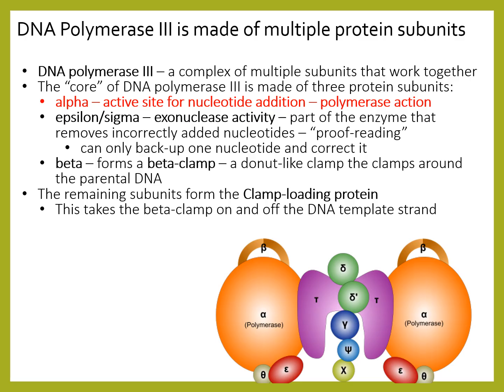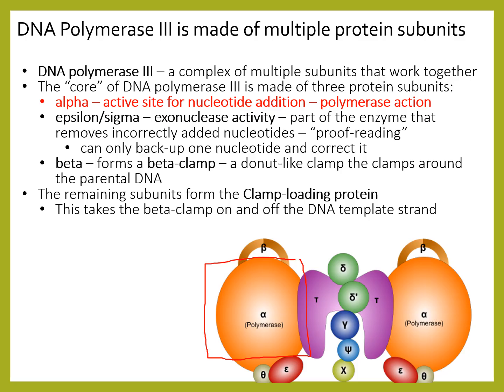DNA polymerase 3, as you can see in the picture here, is a complex of multiple protein subunits that all work together in a coordinated fashion. The core of the DNA polymerase 3 is this large orange one that I'm going to box right here in red. This is where the daughter nucleotides are strung together. So it contains the active site for nucleotide addition. It is the heart of the polymerase.